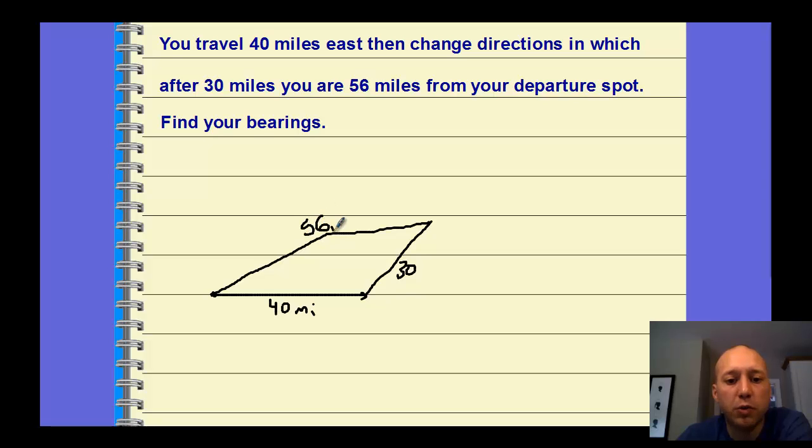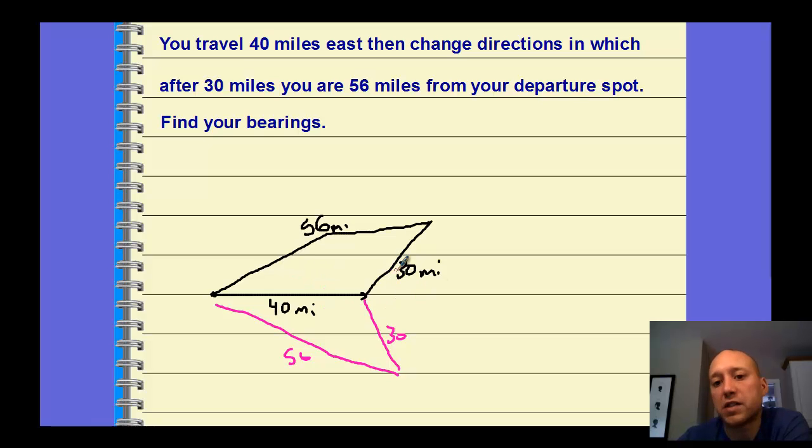So not a very good triangle, but we'll use it. This is what I end up getting. You could also go southerly as well, 30, and then end up 56 miles away down here as well. So there are two triangles you could make for this drawing.